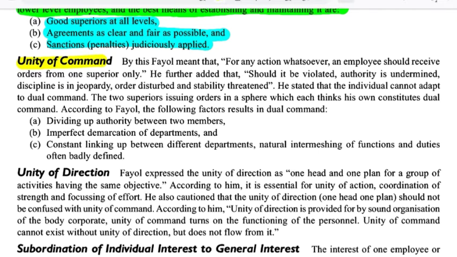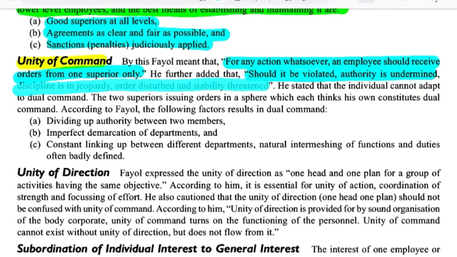Then we have unity of command. By this, Fayol means that for any action whatsoever, an employee should receive orders from one superior only. We have already discussed this. He further added that should it be violated, authority is undermined, discipline is in jeopardy, order disturbed, and stability threatened. Means if it is violated, then authority will be undermined, discipline will be in jeopardy, order will get disturbed, and stability will be threatened.